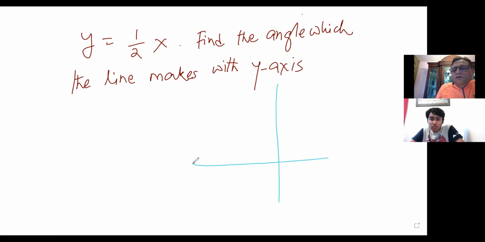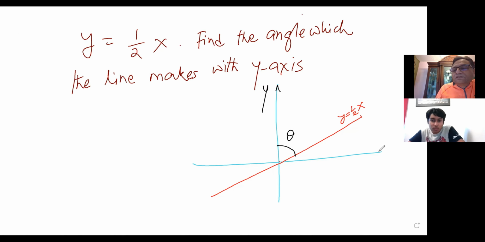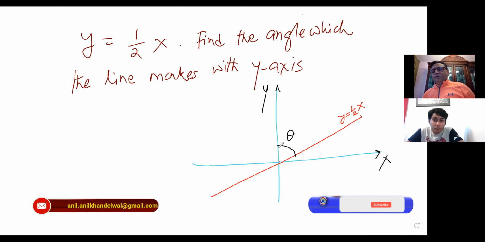If you sketch, it will be easy for you, right? Yes, sir. So this time the line is kind of like this. Slope is not 1 but half. So that is my line, y equals half x. It goes through the origin, right? Yes, sir. Now we are looking for the angle which the line makes with the y-axis. So we want this angle theta. You understand? Okay. So tell me, how much is this angle?